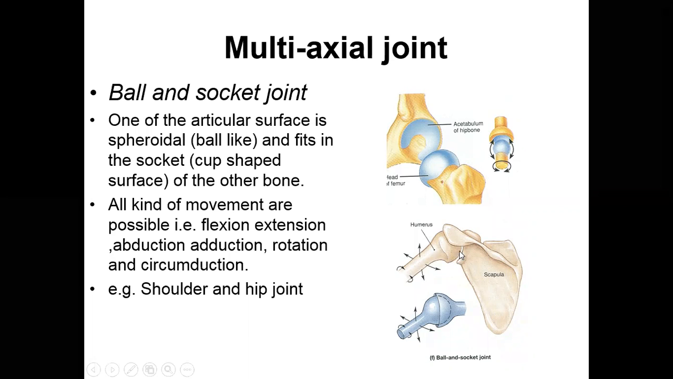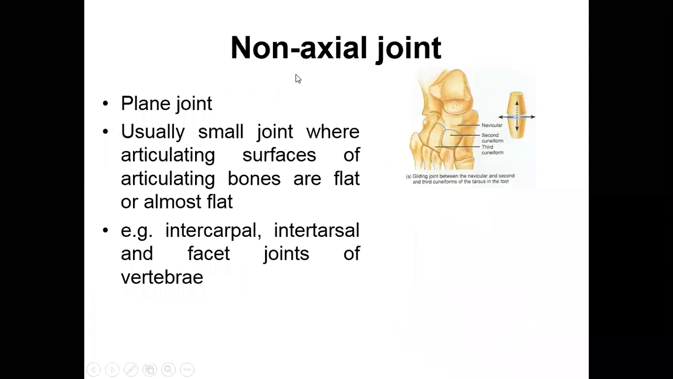So here the stability is not so great, but the movements are more. So you can see different types of movements. Just think about your shoulder joint. It can be moved like anything, right? You can have a flexion, extension, abduction, adduction, rotation, circumduction. All types of movements are possible in these joints. This is regarding multi-axial.